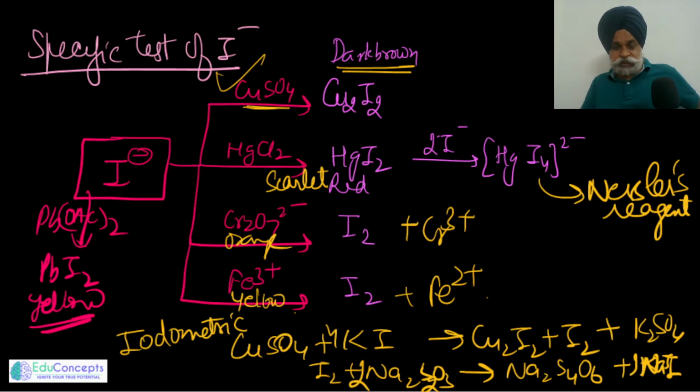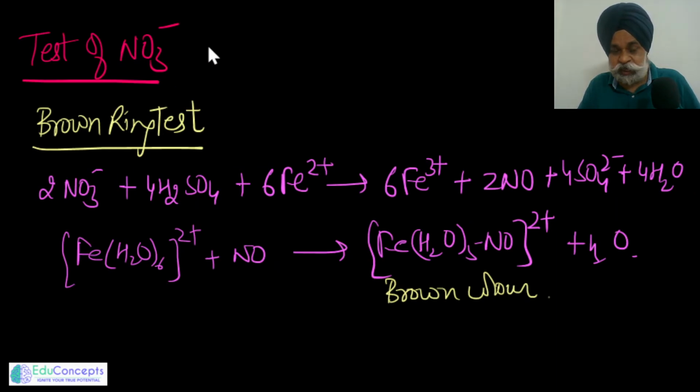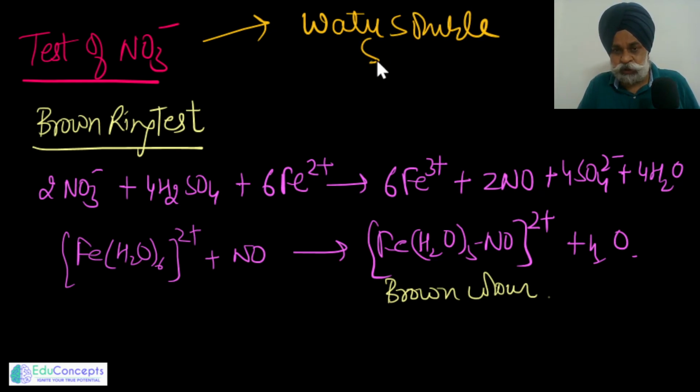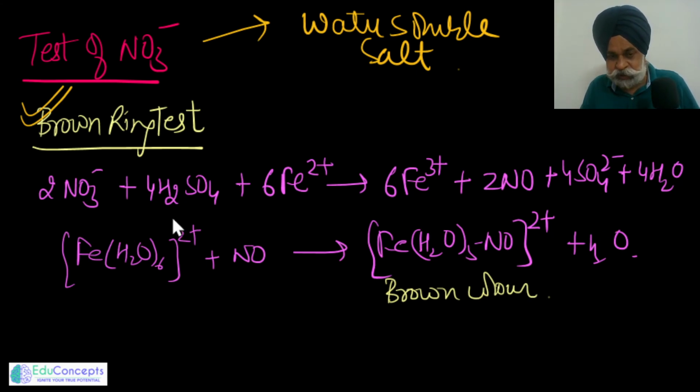As regards the testing of nitrate, as you know, nitrates are water soluble salts. If a nitrate is of any metal, it is water soluble. So precipitation of nitrate would be very, very difficult. So majorly it is done with the brown ring test, which I talked about. This whole balancing, I would not recommend you to remember.